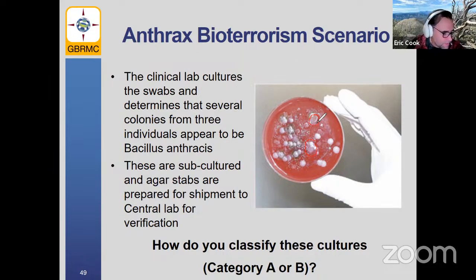So what I'm going to do is subculture a little bit of that colony, and then I'm going to send those 2 subcultures on agar stabs to the central lab for verification. So how would you classify that? A or B? These are obviously infectious substances, but what would you call that? A or B?